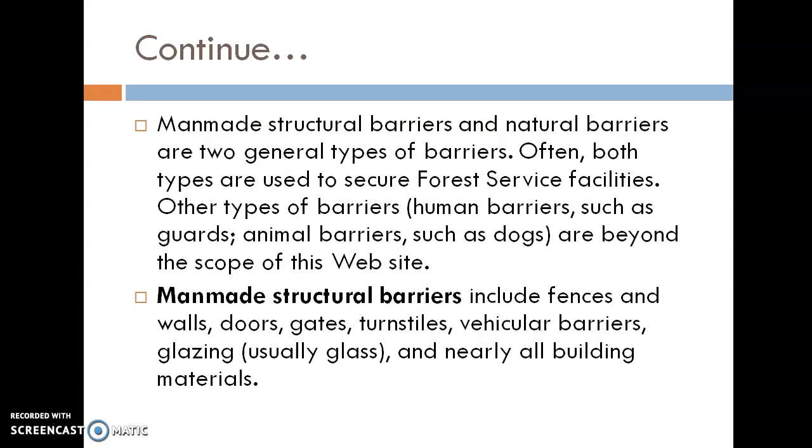The second type of barrier is the man-made structural barrier. Man-made structural barriers include fences and walls, doors, gates, turnstiles, vehicular barriers, glazing, and nearly all building materials. So basically there are two types of barrier, man-made and natural.